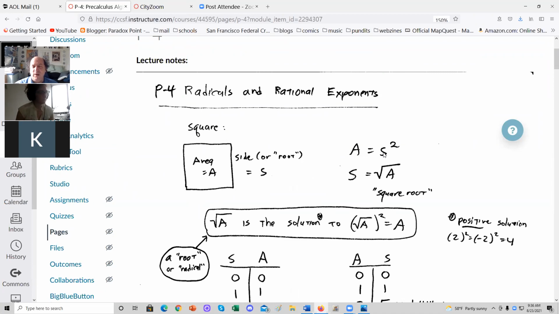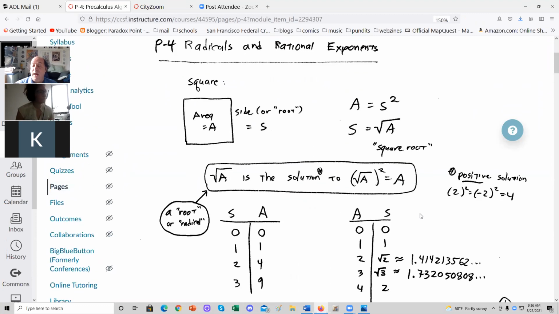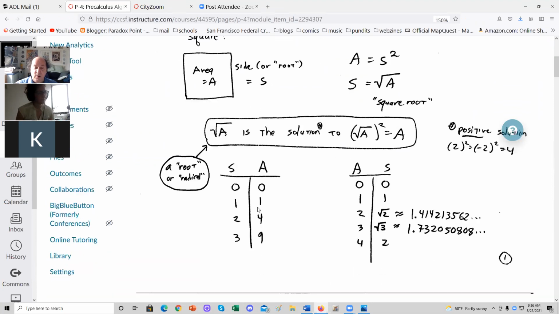But suppose we wanted to run it the other way around: given area, find s. Well, we'll say that s is the square root of a. It's a solution to root a squared equals a. Root a is the number which when squared gives you back a. And by the way, it's the positive solution. I should add that. 2 squared is 4, negative 2 squared is 4, and the square root of 4 is the positive solution too.